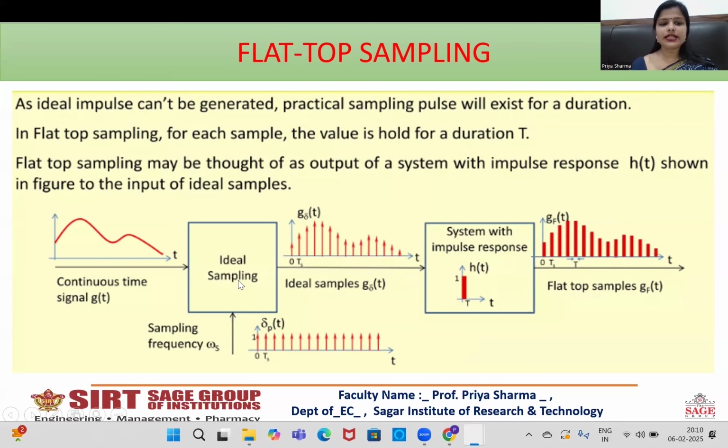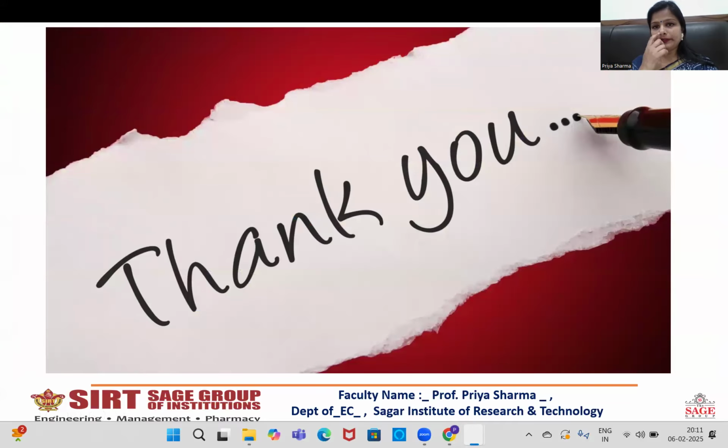The continuous time signal is passed through an ideal sampling, and ideal samples are produced. This is passed through an impulse response system having a train of pulses. Then we get the flat tops at the edges of the signal. This is how a flat top sample is created. First it will sample, and then it will hold till this position. Then it will again sample and hold for the further train of pulses. This is how we do the sampling.